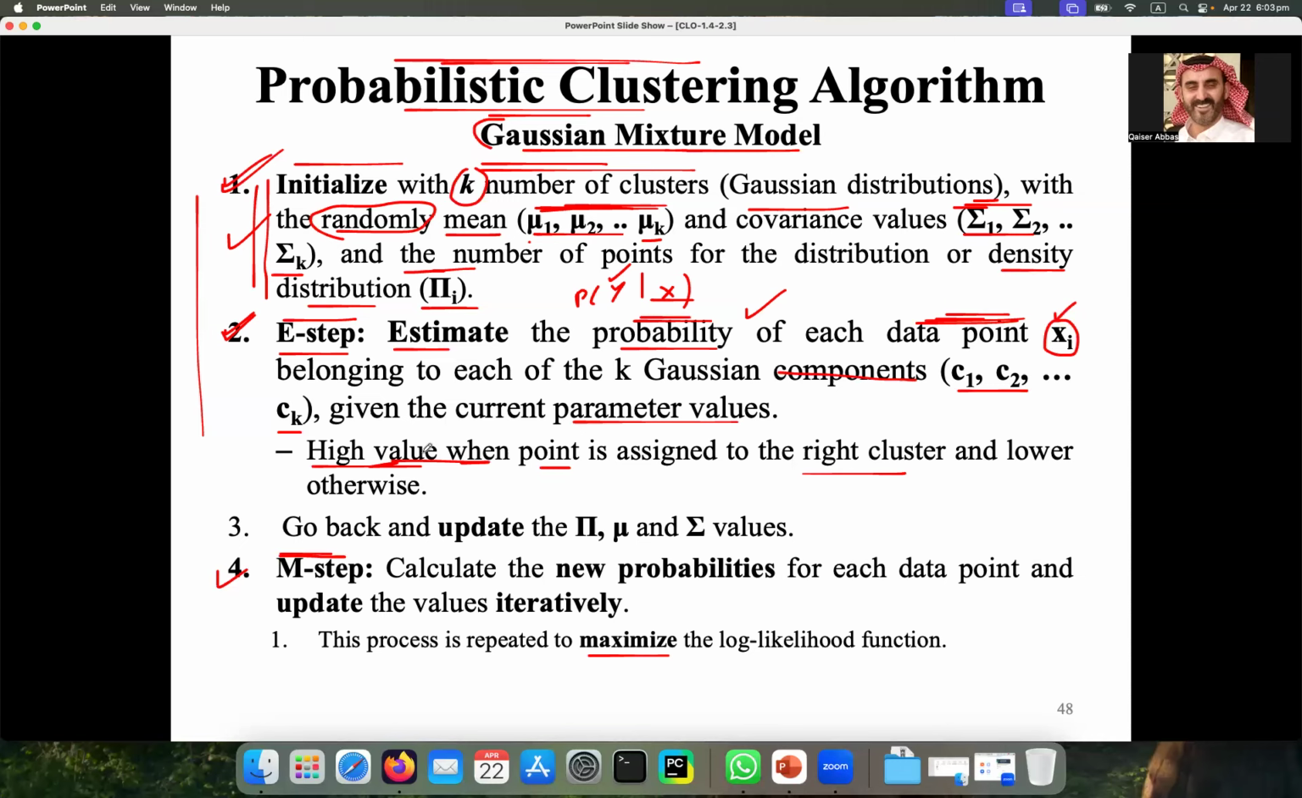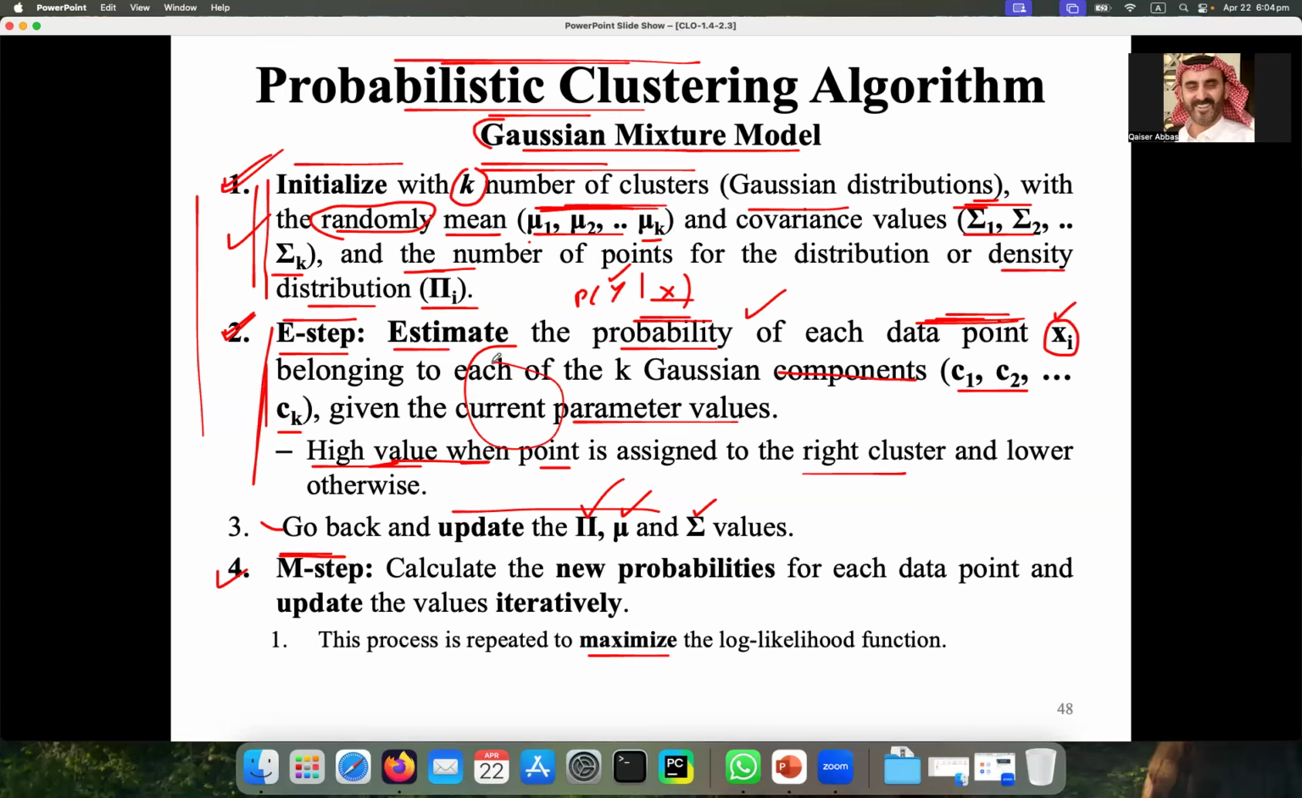Okay, now you have calculated the probability and you have assigned the data point to that cluster. When you do this for all the data points, now what do you have to do? You have to go back. Going back means now you don't have to perform this E step. You have to update the values of these variables because now data points are shifted, moved towards different clusters according to the probability value.